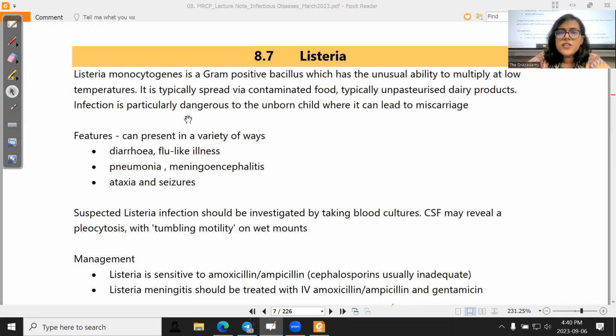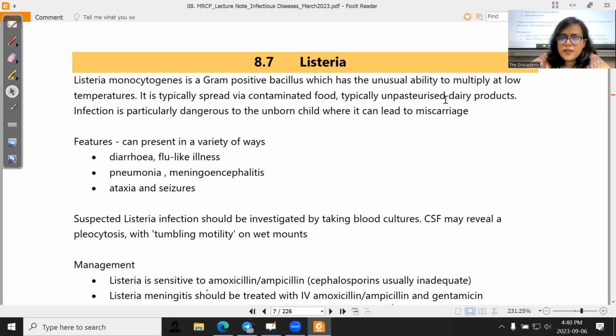Listeria infection is particularly dangerous to the unborn child; it can lead to miscarriage. Any infectious disease can cause these complications, but do not forget about the low temperature and unpasteurized dairy products. So what can it cause? It can cause fever, flu-like illness, diarrhea. Most commonly, it can cause pneumonia. In immunocompromised patients, it can also cause meningoencephalitis, ataxia, and seizures.